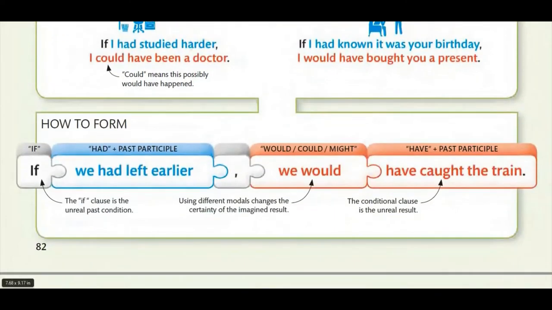So how to form these kind of sentences? We use if and then had plus past participle, means third form. We had left earlier. And then we use comma and then would or could or might. We would and then we use have plus past participle, means the third form of the verb. If we had left earlier, we would have caught the train.